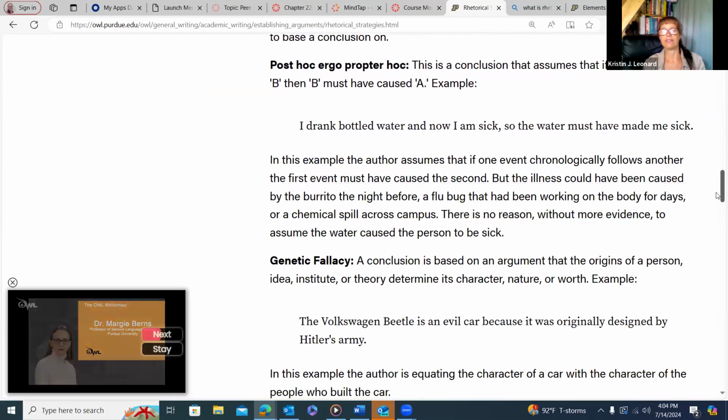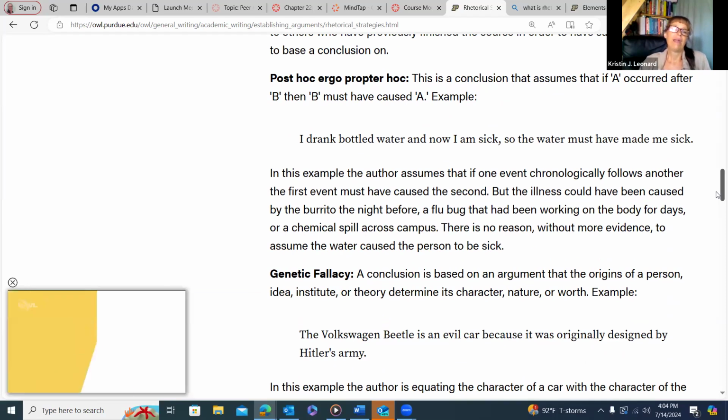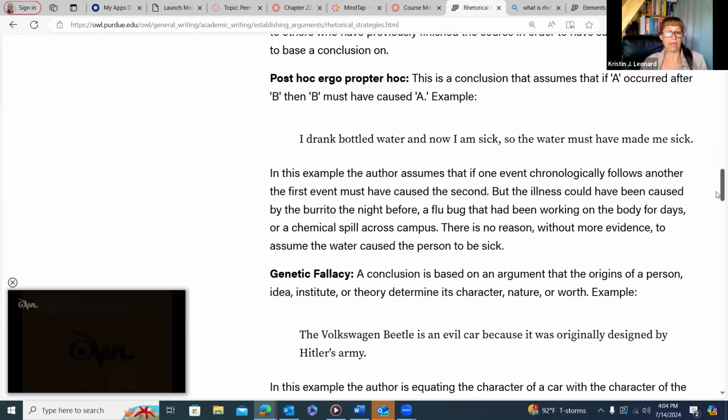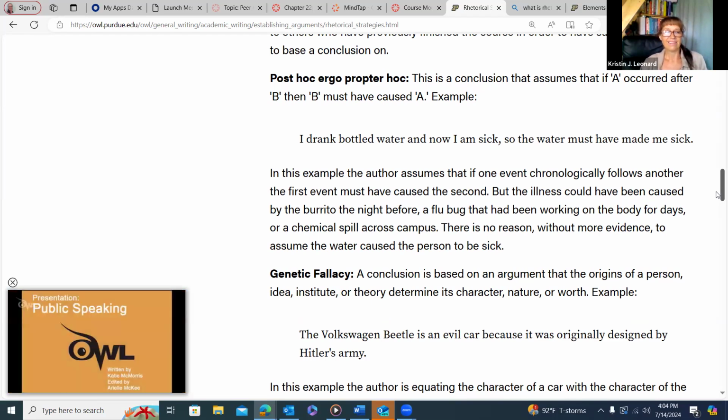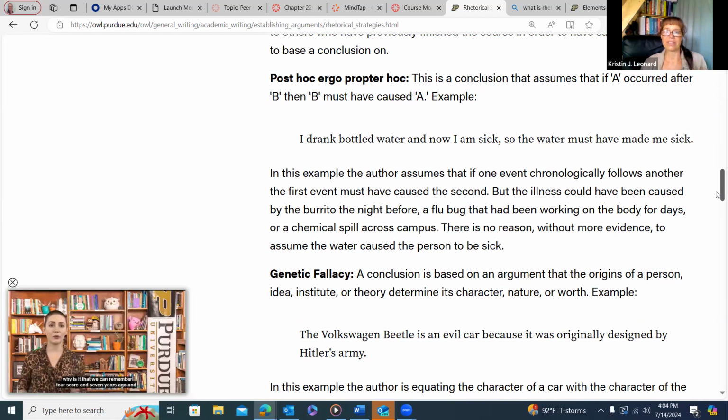It's got a fun, fancy word, post hoc ergo propter hoc. In other words, if A occurred after B, then B must have caused A. So, for example, I drank bottled water and now I'm sick, so the water must have made me sick.